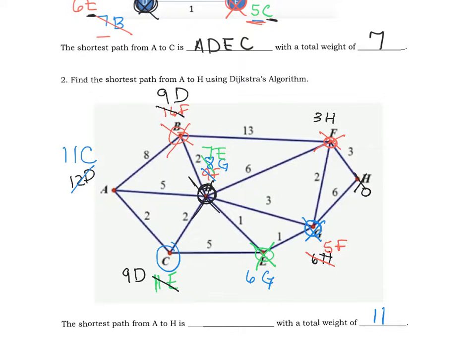And so I start at A. A tells me to go to C. I go to C. C tells me to go to D. I go to D. D tells me to go to E. I go to E. E tells me to go to G. I go to G, and that tells me to go to F. No, F wasn't my end point. I go to F, and that tells me to go to H. Okay, total weight of 11.